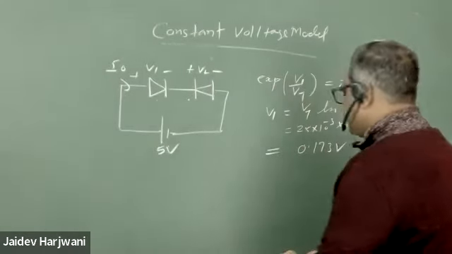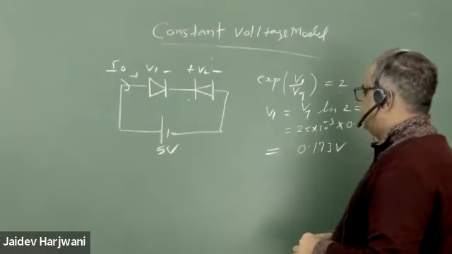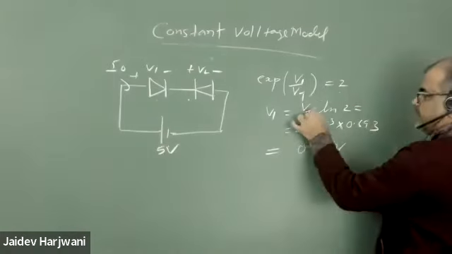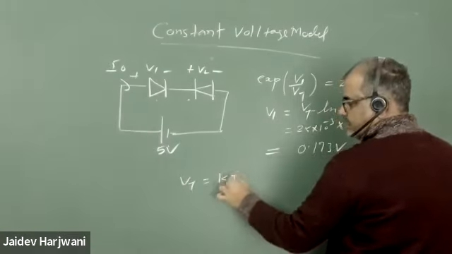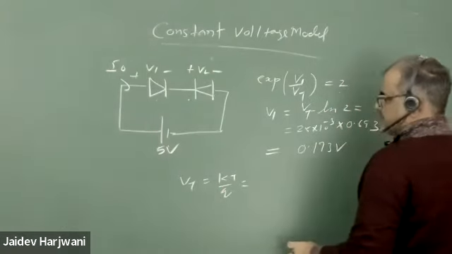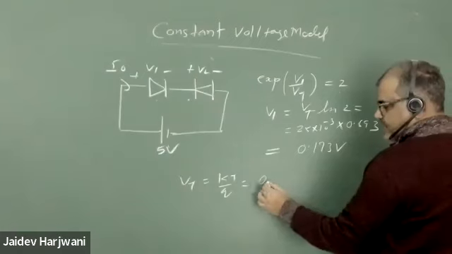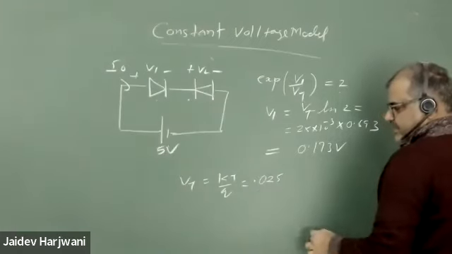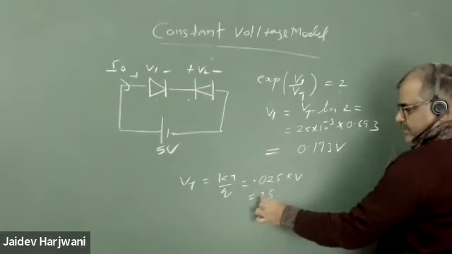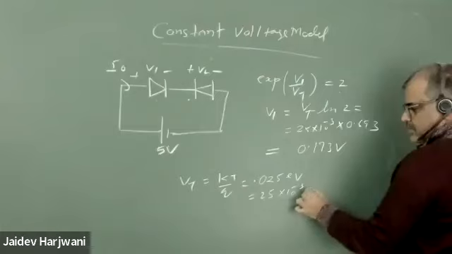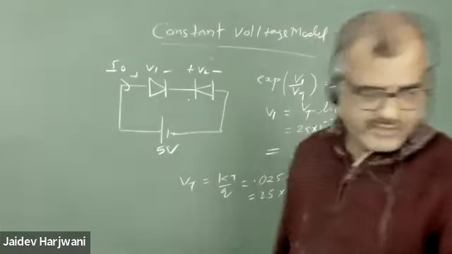Sir, how do we write V total equals 25? This is VT. VT is kT upon q, and that is equal to 25 millivolts, 0.025 electron volts, that is 25 milli-electron volts at room temperature.